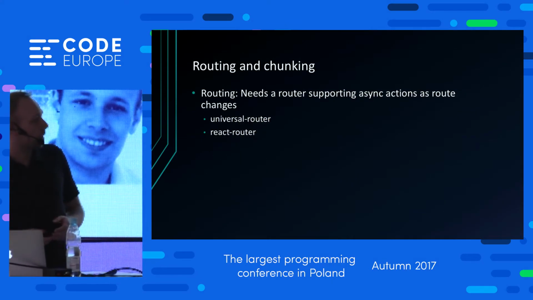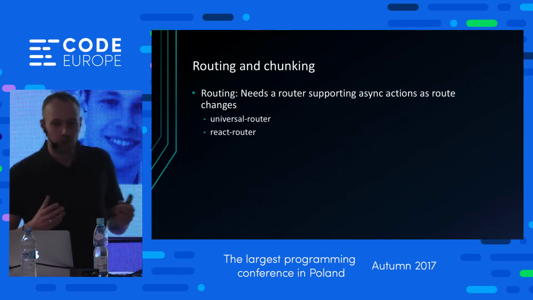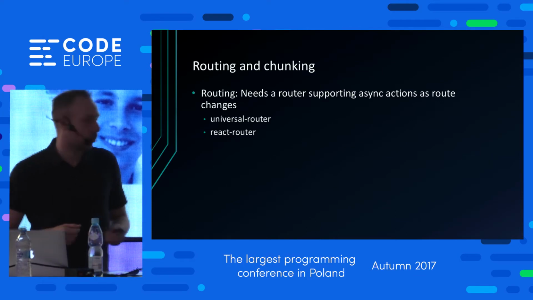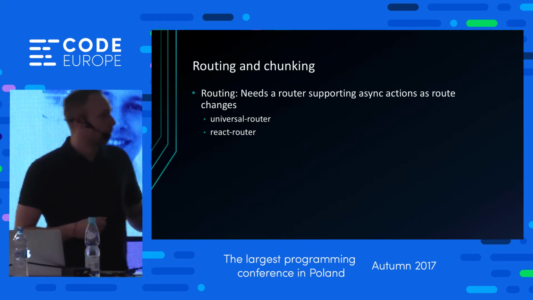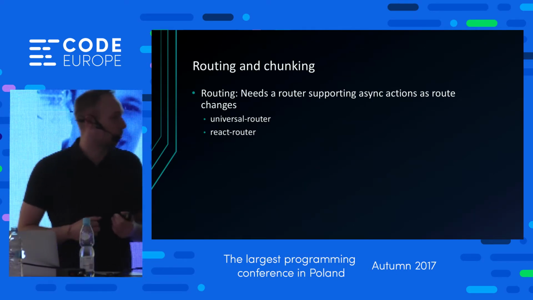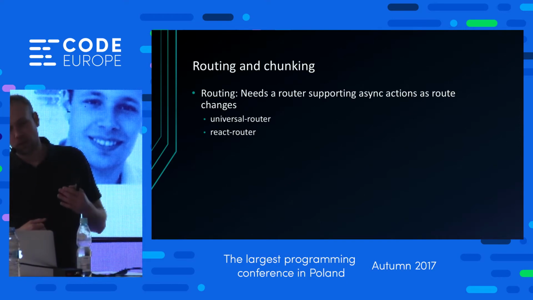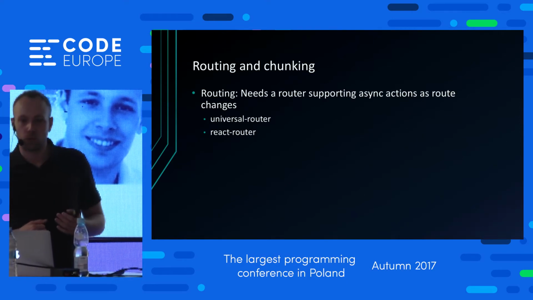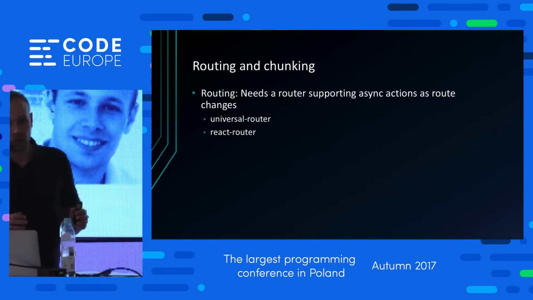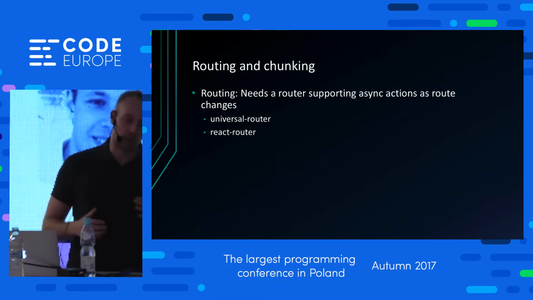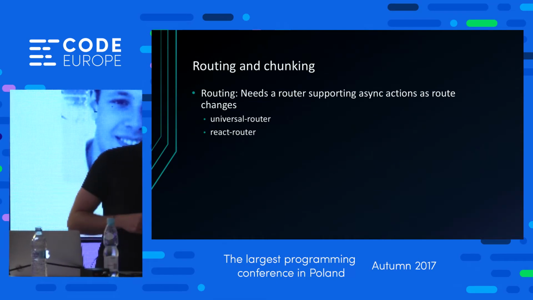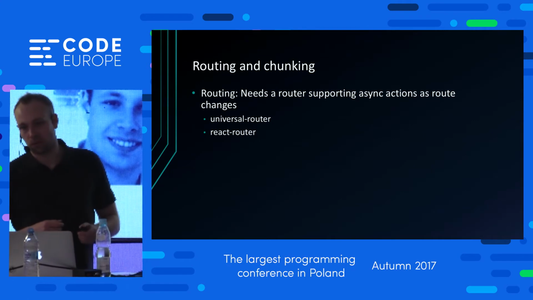So now let's get to routing and chunking, which is probably the most tricky part if you have an existing app that does not support server-side rendering to move to it. So we need routers that support async actions as route changes. I'll explain why in one slide about data loading, but basically when you call this render to string method on the React side, none of the React lifecycle kicks in. So you don't have component did mount, nothing mounts, etc. It's just a one-shot render of your app that gives you an HTML string.